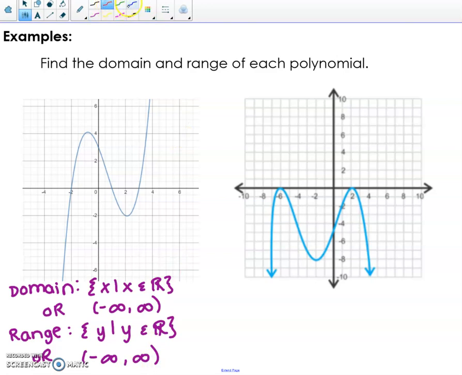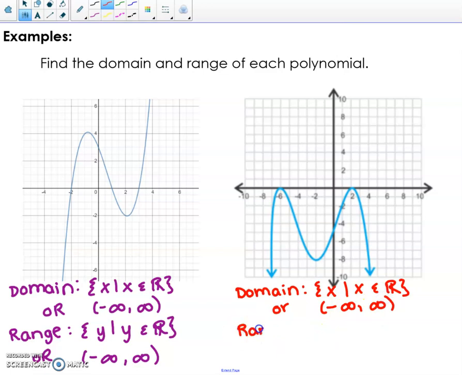For the second graph, this is a quartic. So the domain, again, will be all real numbers because that's true for every polynomial. So again, if set notation, if we want to use that, x such that x is an element of all real numbers. Or we can use interval notation, which is negative infinity to infinity.